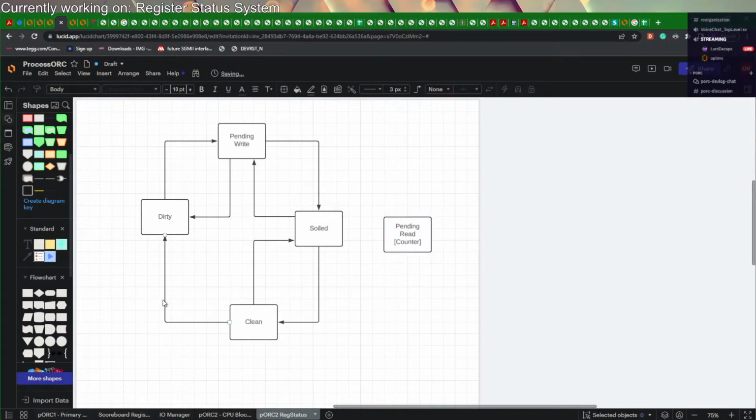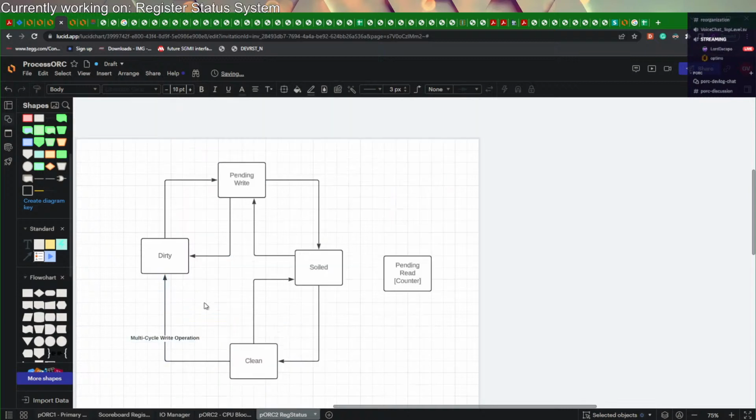So let's label what each of these can happen. This is writing, multi-cycle write operation. Oh yeah, this is my biggest thing, you can literally go any way you want around this.